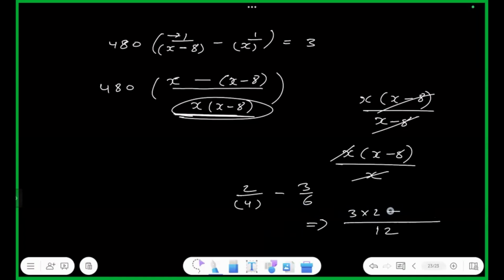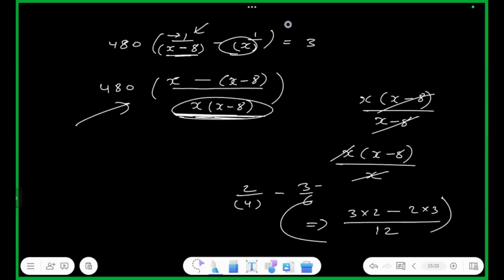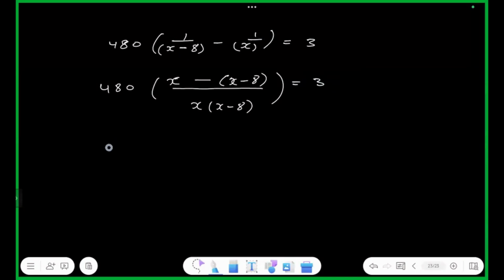6 times 2 is what? 12. So 2 gets multiplied with this numerator 3. Okay, so I have done the same thing here. First I found the common denominator, and then I divided the common denominator by this denominator. Whatever I got, I multiplied with the numerator. Then this, and whatever I got, multiplied with this. Got it? Now see, 480 x minus x upon minus 8 upon x square minus 8x is equal to 3.